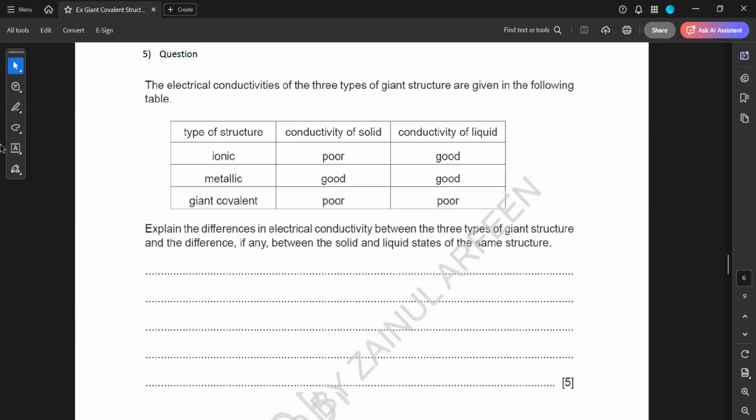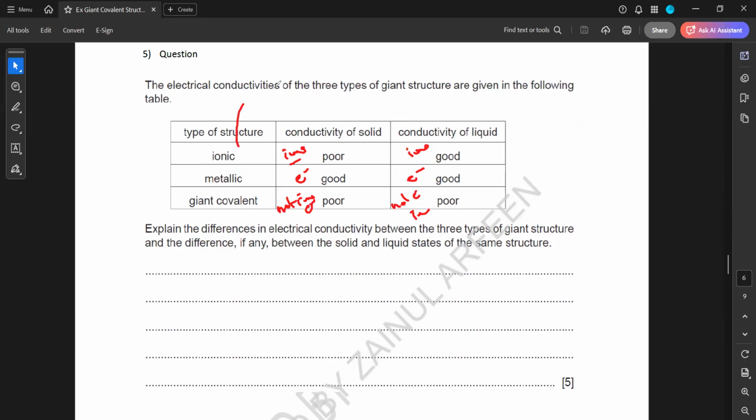In question 5, you have to state why an ionic compound does not conduct electricity in a solid state: because ions are not free to move. Why it can conduct electricity in liquid state: because ions become free to move. For a metal, why it can conduct electricity in a solid: because electrons are free to move. Or in a molten state also electrons are free to move. But in a giant covalent structure, we'll say it has no ions, no electrons.